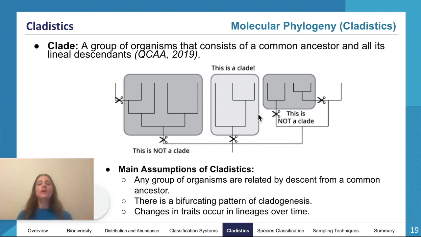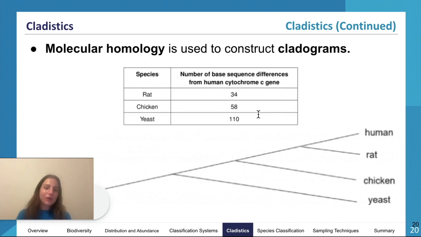Alrighty, so how do we actually go about making these diagrams? We actually use something called molecular homology, and molecular homology basically refers to the similarities in genetic material of different species that arise from a common ancestor. We can actually do this by comparing the nucleic acids that appear in the genes of different animals, like I was discussing earlier. In this case, we're looking at the number of base sequence differences in a specific gene called the cytochrome C gene across a couple of different species compared to humans.